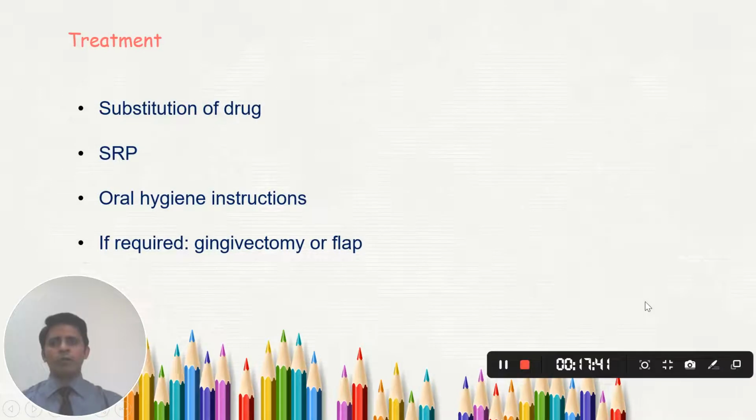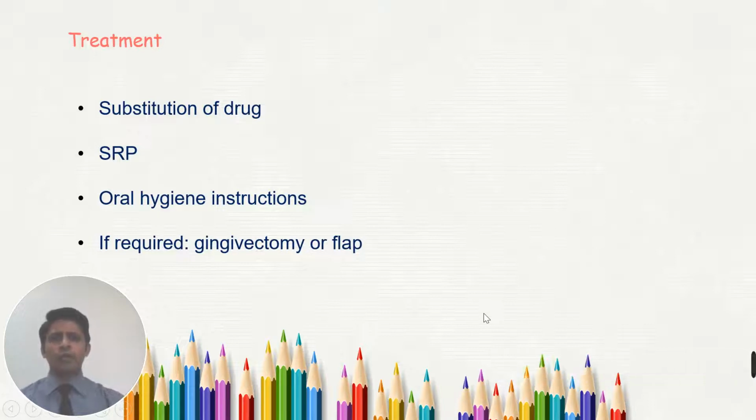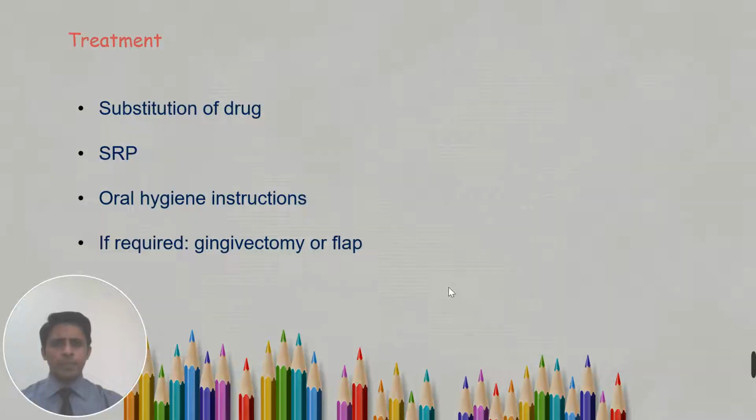The treatment of this type of gingival enlargement, drug-induced gingival enlargement, is first and foremost the substitution of the drug along with scaling and root planing, that is non-surgical therapy, and oral hygiene instructions. In most cases the gingival overgrowth regresses, and if it does not regress, if required, gingivectomy or flap surgery may be required.